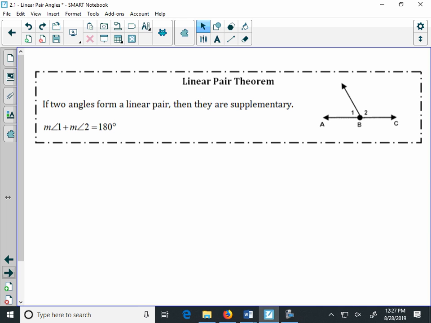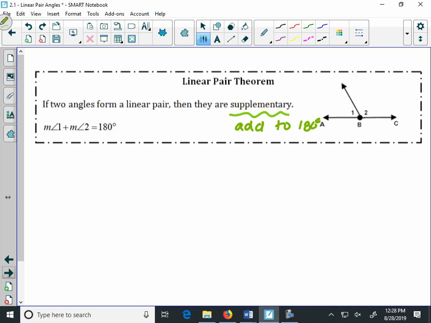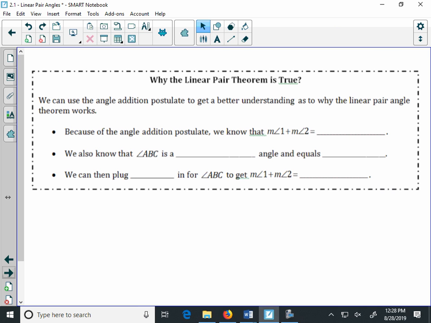But essentially what the linear pair theorem says is that if two angles form a linear pair, then they are supplementary. Supplementary means what again? Adds to 180. Okay. So two angles form a linear pair. They add to 180 degrees. So angle 1 plus angle 2 equals 180. Just like you discovered in examples 3 and 4. So here is the informal argument that they made.